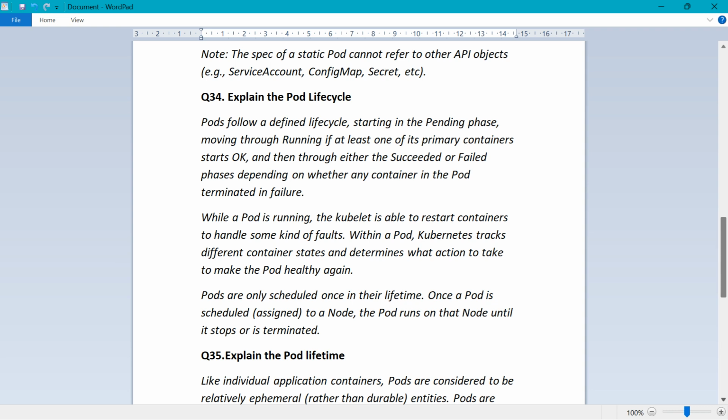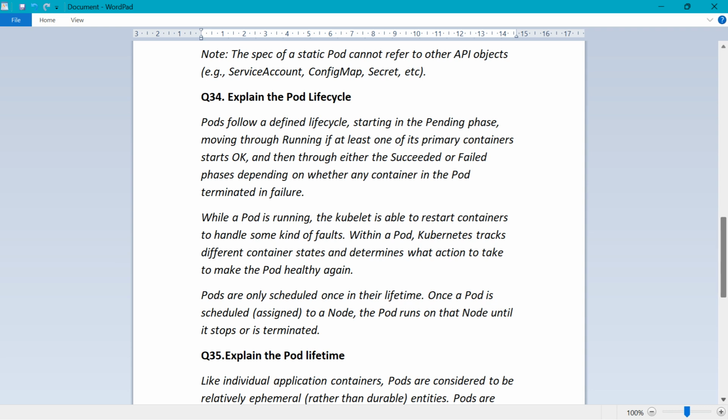Within a pod, Kubernetes tracks different container states and determines what action to take to make the pod healthy again. Pods are only scheduled once in their lifetime. Once a pod is scheduled, meaning assigned to a node, the pod runs on that node until it stops or is terminated.